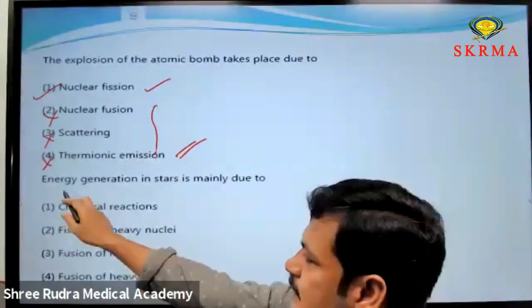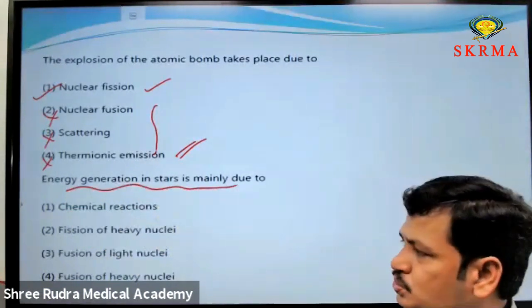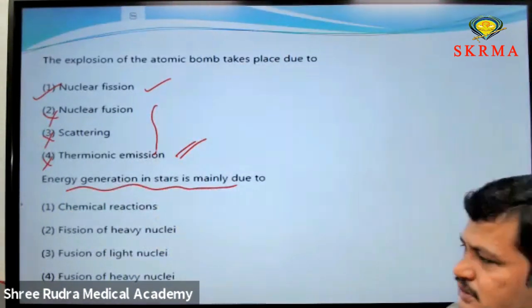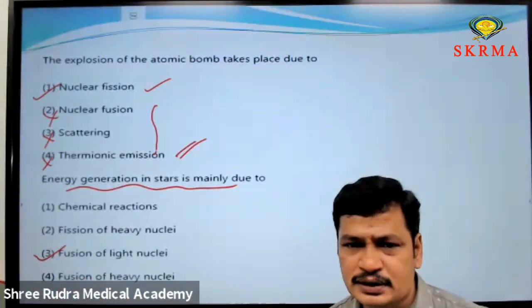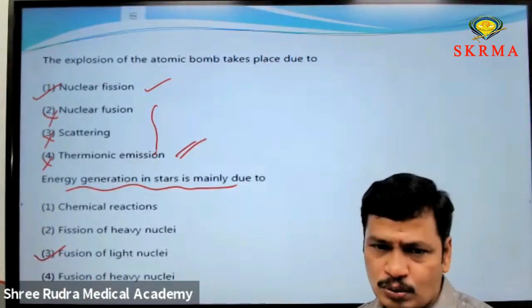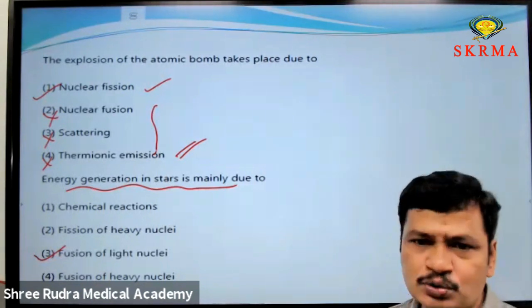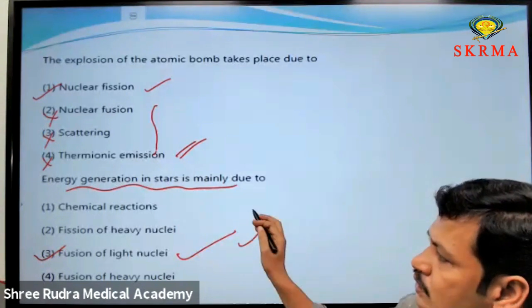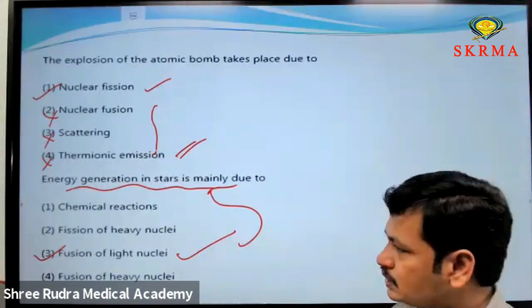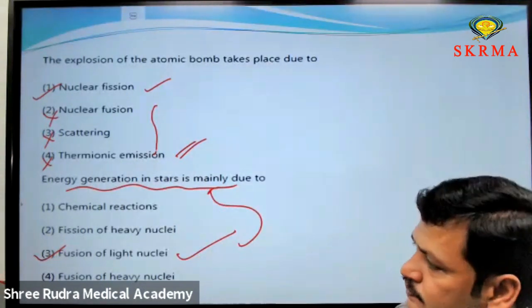The next one: energy generation in stars is mainly due to. In stars, the energy generation is due to the fusion process of lighter nuclei. Here, the lighter one is 1H1, combined to form the heavier 2He4. That's why the fusion process is the reason for the energy liberated from the stars.